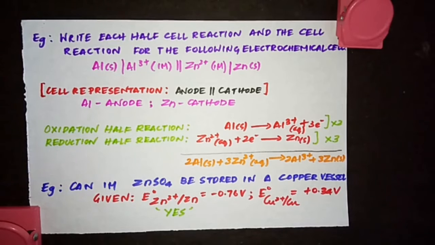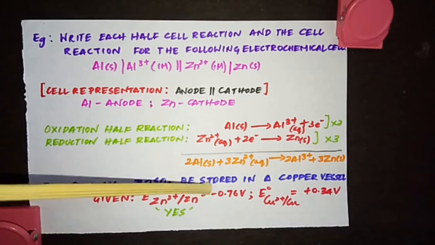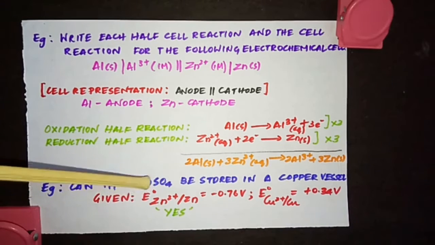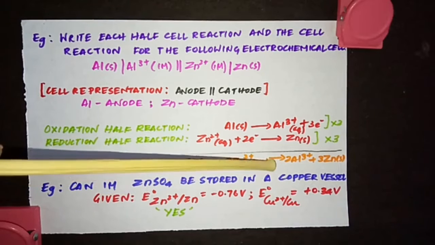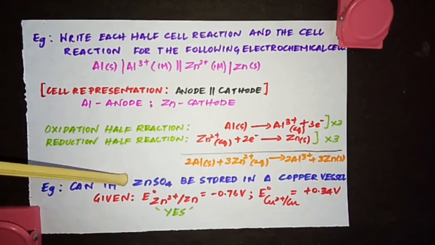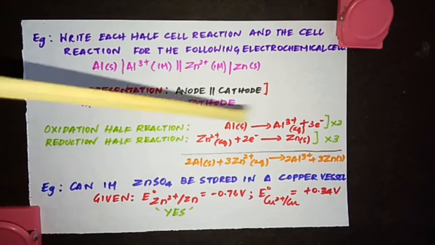And now the question is, can 1 molar ZnSO4 solution be stored in a copper vessel? We have already seen a problem with iron and nickel. In the same way, here the vessel is copper and the solution is ZnSO4, which means we have copper in the metallic form Cu, and in zinc sulfate solution we have zinc as Zn2+. So I have Zn2+ and Cu, and look at the values.